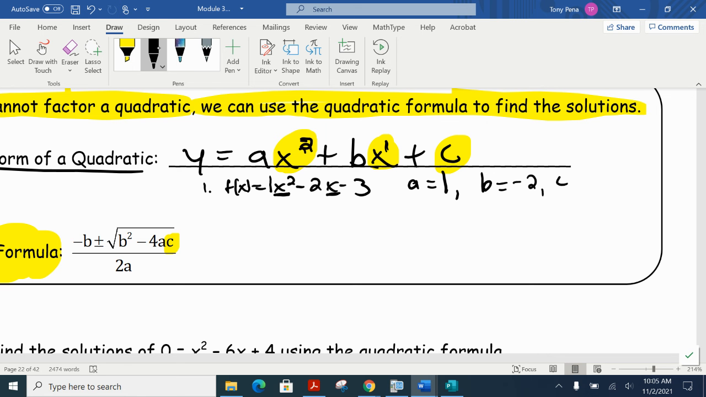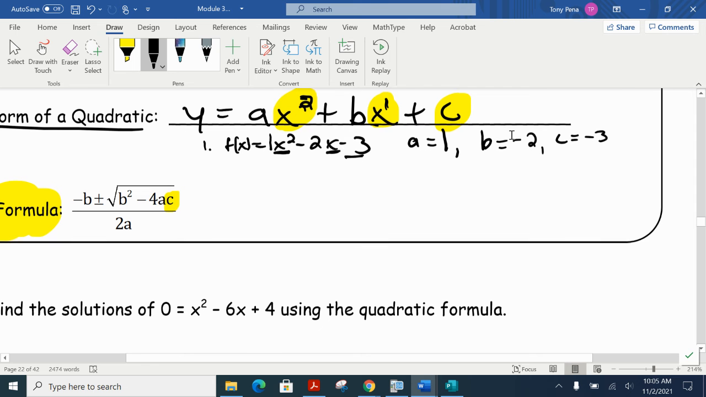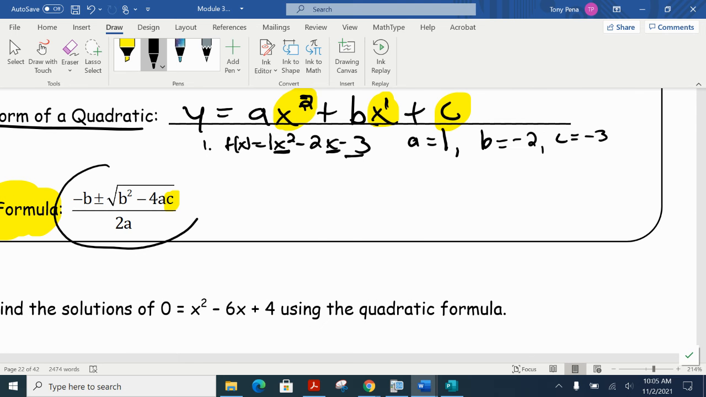And then last but not least, the c is the constant that's hanging out at the end all by himself. That is a negative 3. So we want to identify those right off the bat. All right, so now we're going to plug those values into this formula right here.